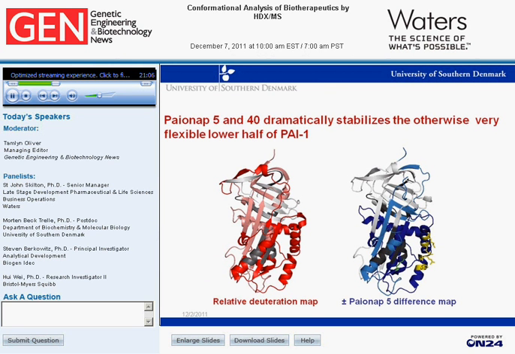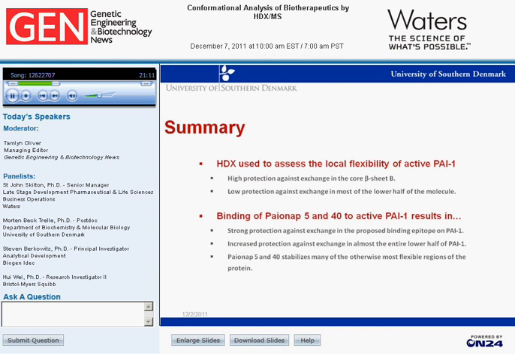Finally, I would like to summarize by saying that we have used HDX to assess the local flexibility of active PAI-1, and we find high protection against exchange in the core beta sheet B of PAI-1. We find low protection against exchange in most of the lower half of the molecule, and when we bind PINUP5 and 40 to active PAI-1, we see strong protection against exchange in the proposed binding epitope on PAI-1, and we see increased protection against exchange in almost the entire lower half of PAI-1. Finally, PINUP5 and PINUP40 stabilize many of the otherwise most flexible regions of the protein.